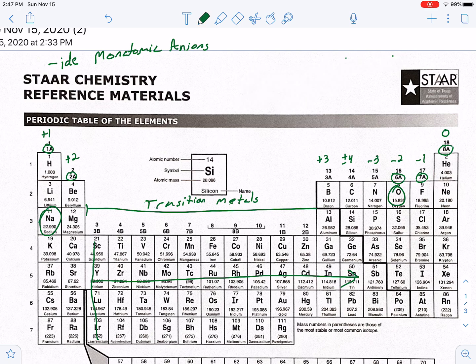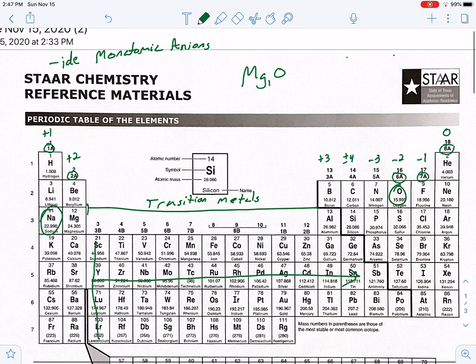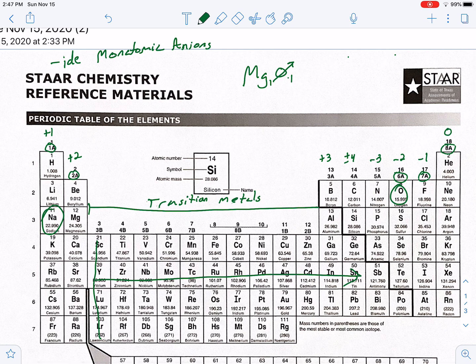Let's do MgO. So magnesium oxide. So if we did the reverse crisscross method, this is where you got to watch out. I have 1 magnesium and I have 1 oxygen. So if I did reverse crisscross, this 1 would go up here and this 1 would go up here. So basically that's stating that Mg is +1 and oxygen is -1. Okay, so let's check our periodic table. Okay, oxygen should have a -2. So we already know that that's not correct.